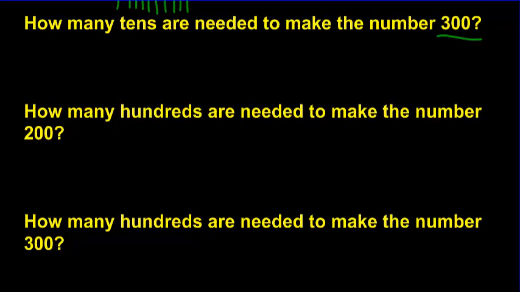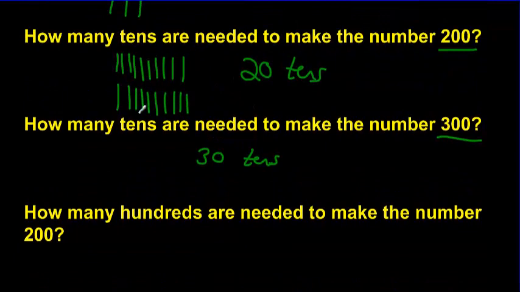How many tens are needed to make the number 300? Well, that's just another 10 on top of this. I just need 30 tens. So I'll take this picture here. That makes 200. If I make another 10, now I've got 30 tens. That makes my number 300.